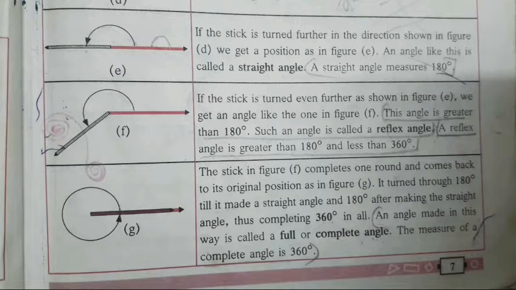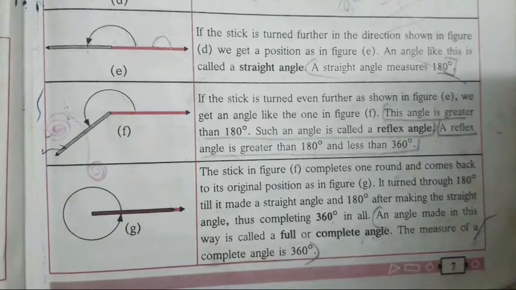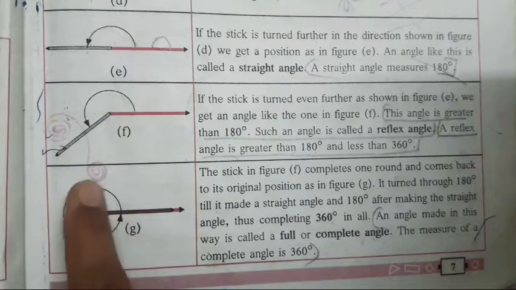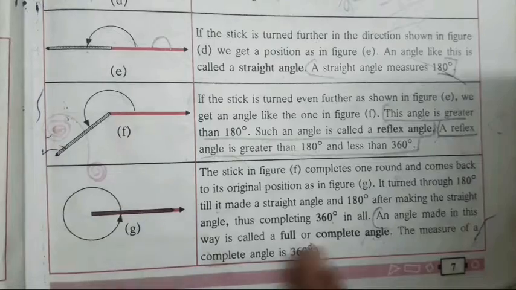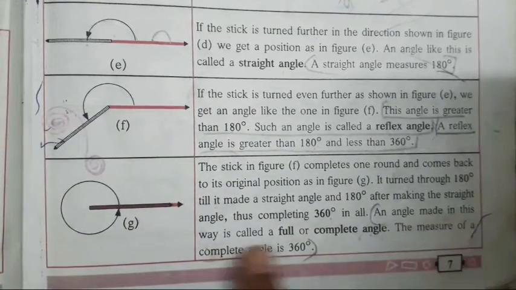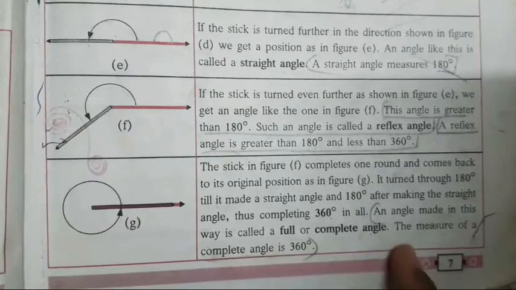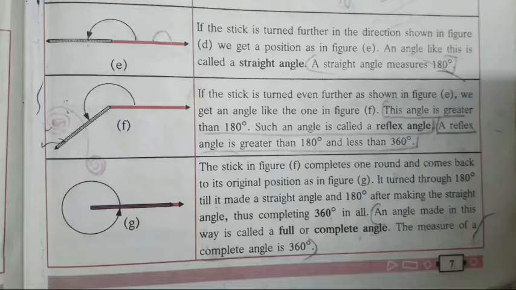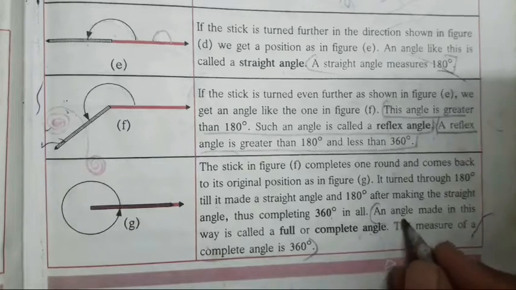First one was the zero angle जहाँ पे straight था, and now this is supposed to be a circle. मतलब जब पूरा angle form हो जाता है, it is said to be a 360 degree वाला angle. An angle made in this way is a full or a complete angle. The measure of a complete angle is 360 degree. This statement is very important.